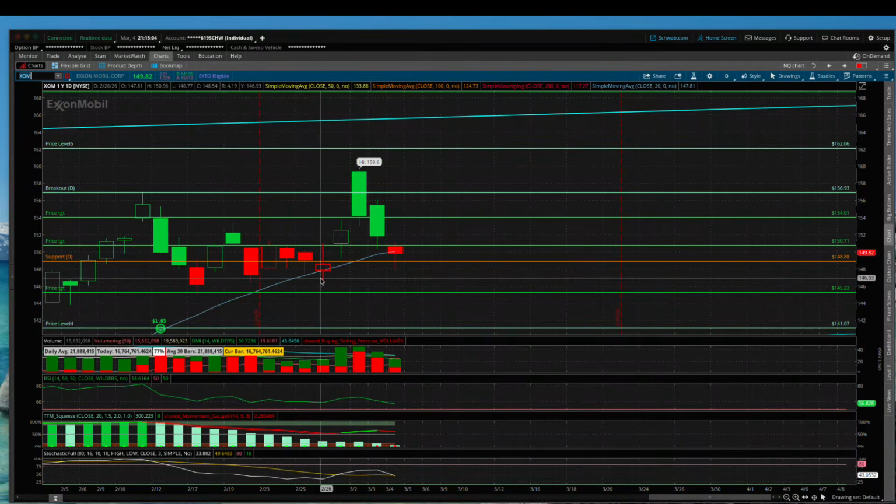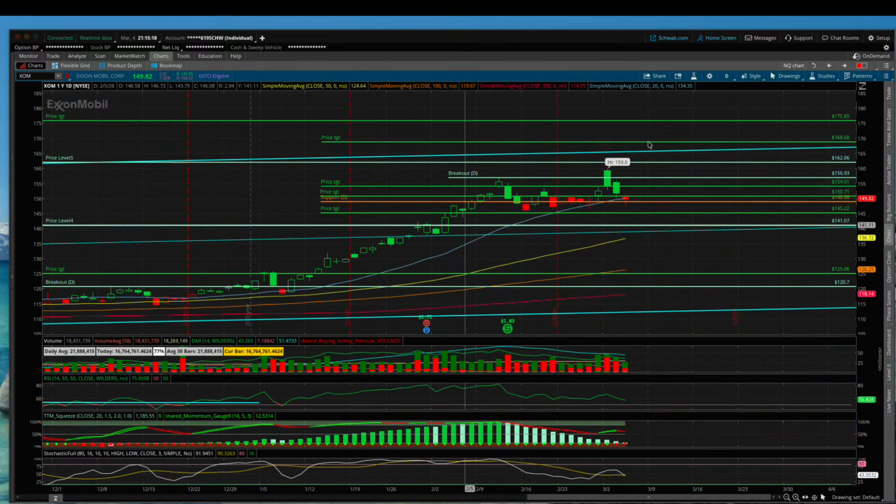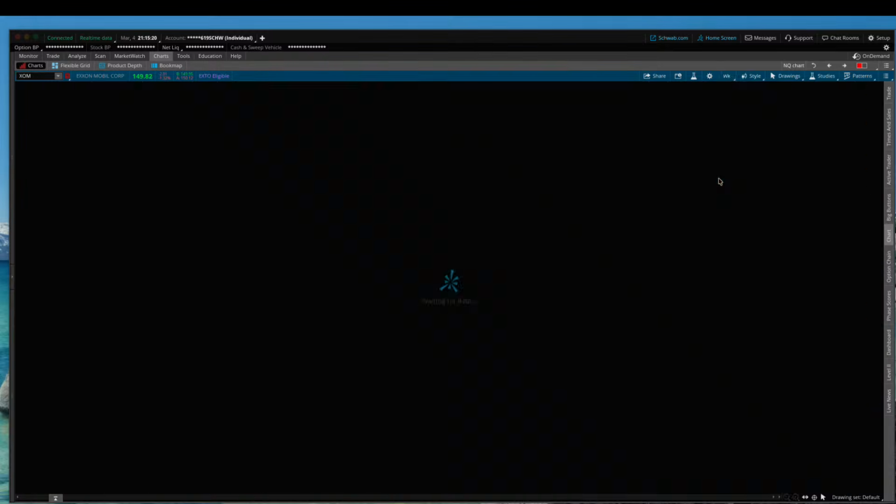Are we making lower lows? No, we're not. We're making higher highs, higher lows. So price action is not telling me we're done yet. Does it look pretty? No, but it doesn't have to look pretty.